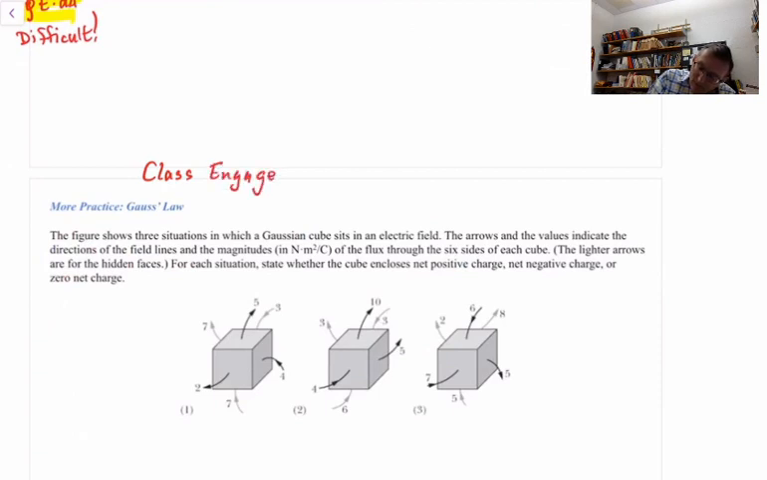All right, here's the practice that you can do, class engagement on Blackboard. This figure shows 3 situations in which we have a Gaussian cube sitting in an electric field. The arrows and the values indicate the directions of the field lines and the magnitudes in Newton meters squared per coulomb of the flux through the 6 sides of each cube. The lighter arrows are for the hidden faces. For each situation, state whether the cube encloses net positive charge, net negative charge, or 0 net charge.